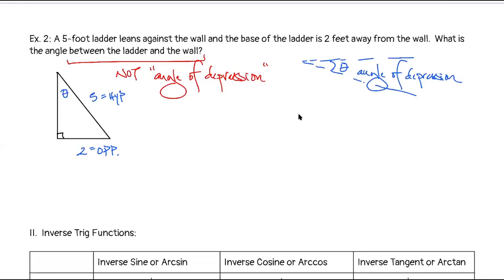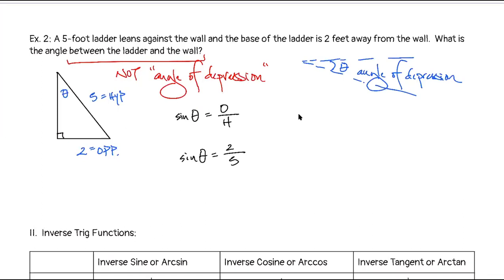So if we set up our equation, I'm just going to write sine equals opposite over hypotenuse, and then I'm going to fill in the numbers I have. So sine of theta equals 2 over 5, okay?